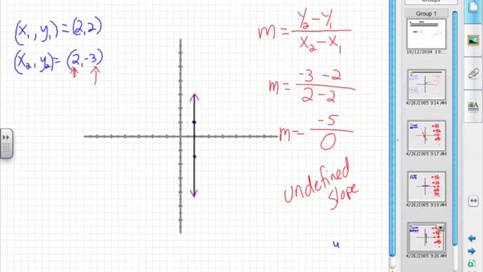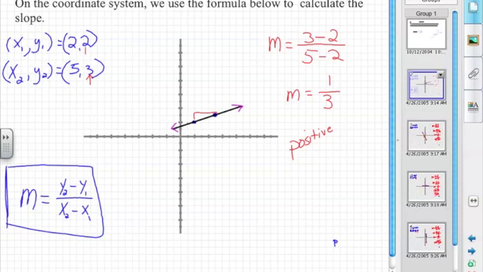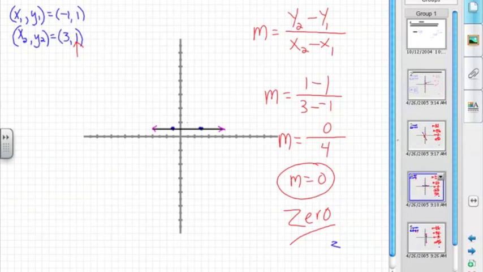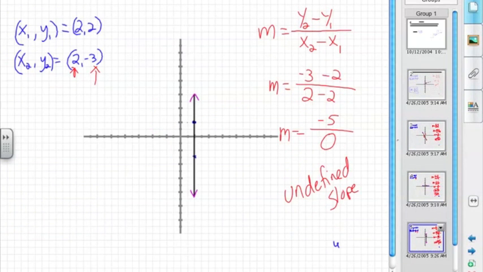And vertical lines are a very special case because the slope has divide by 0, which you've always been told you can't do, but in reality, it actually does show up in your math problems. So, negative 5 over 0, leave it like that and just call it an undefined slope. Very important. So, we've seen 4 different slopes today. We have a positive slope, a negative slope, a 0 slope, and an undefined slope.